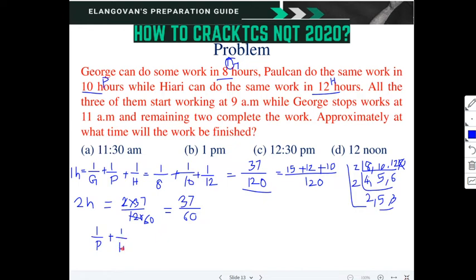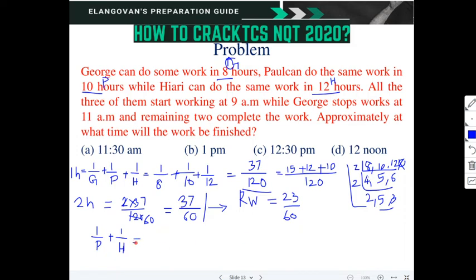So what is the 1 hour combined? What is the remaining work to be done? 37 work is completed, so remaining work is 23 by 60. Am I right? Out of 60 parts, 37 parts of the work is completed. The remaining part is 23 parts. Right? So this is one side.